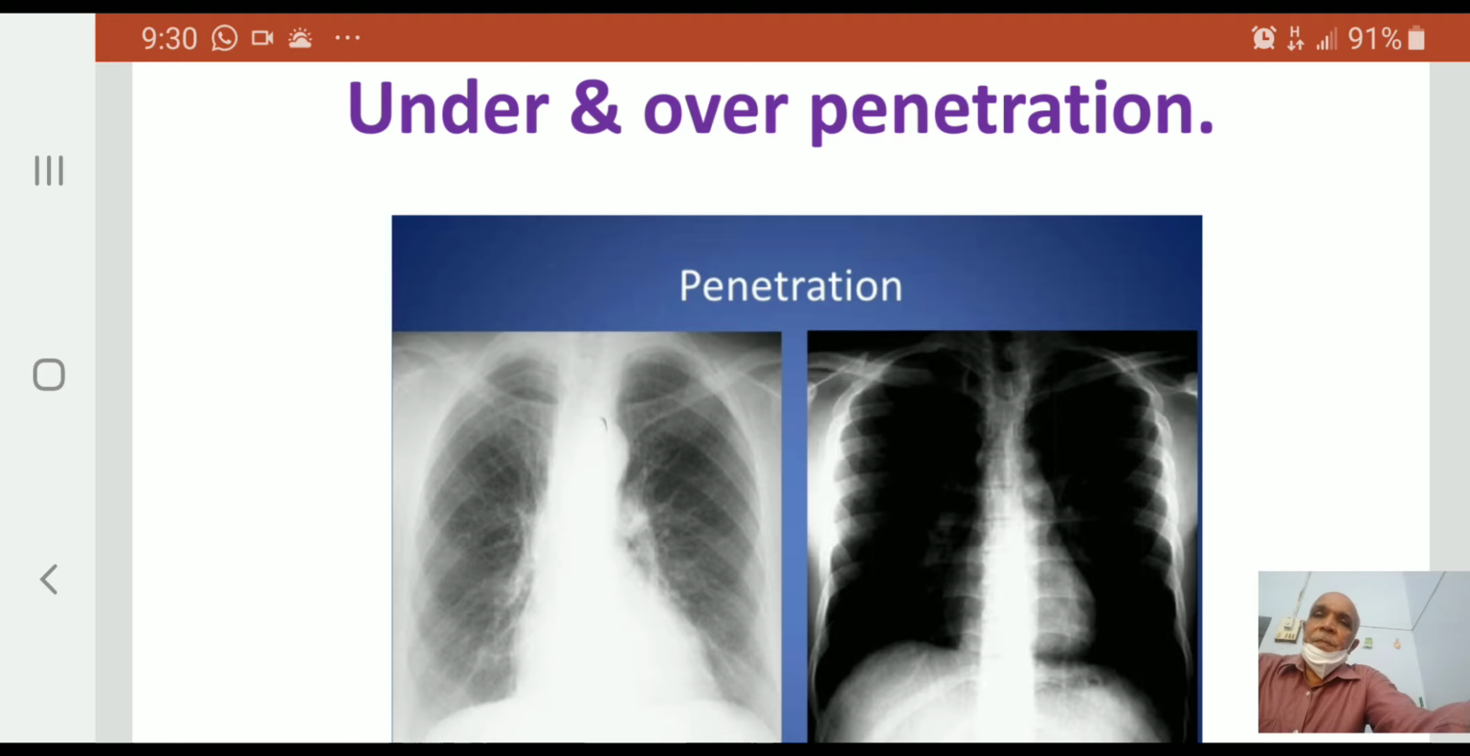Of these two X-rays, one X-ray is black, and the second X-ray is somewhat denser as compared to the black one. In the black one you can see the vertebral column throughout the chest and abdomen. So an X-ray looking black is over penetration. An X-ray without showing the vertebral column is under penetration.